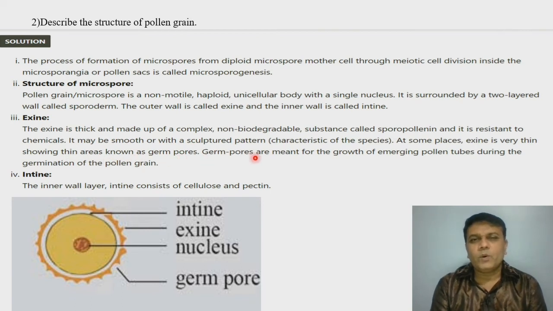Now at some places the exine is very thin, and these thin areas are called germ pores. The germ pore is made for the growth of the emerging pollen tube, that is, the growing pollen tube comes out through the germ pore during the germination of pollen grain. Then the inner layer is called intine. It is thin and delicate, and it is made up of substances called cellulose and pectin.